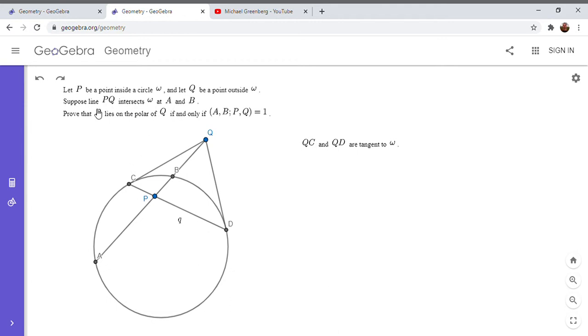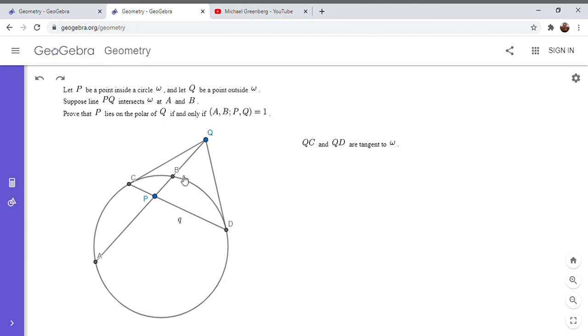So in this video, I'm going to show the forward direction of the statement, but I'm going to leave it to you to show the reverse. So we're given that P lies on the polar of Q, and we want to show that the cross ratio ABPQ is equal to 1. Okay. All right, so I'm going to use an interesting trick here.